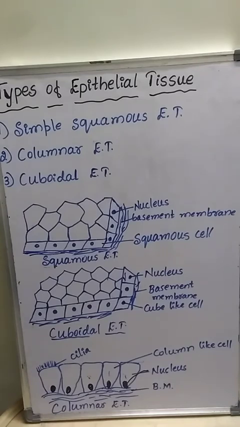Columnar epithelial tissues are present in the inner lining of the stomach and intestine, and also in the lining of the glands of the intestine or the glands of the stomach. Whereas the ciliated columnar epithelial tissues are present in the respiratory tract.